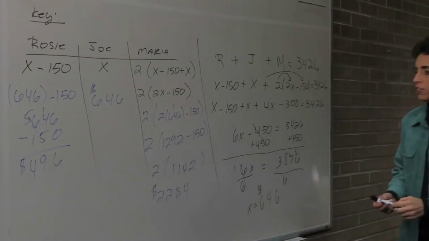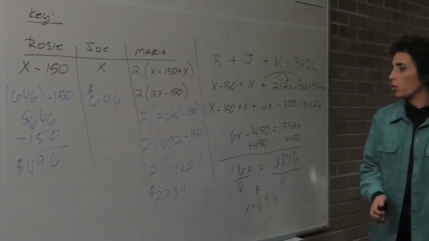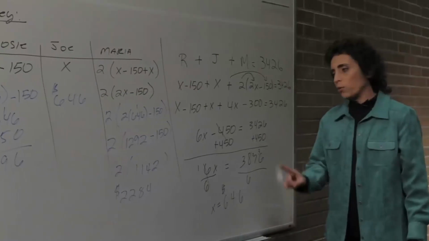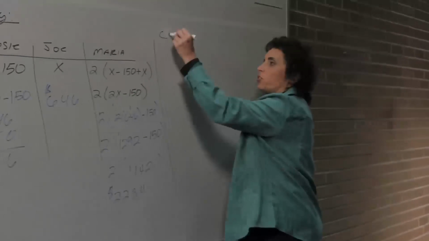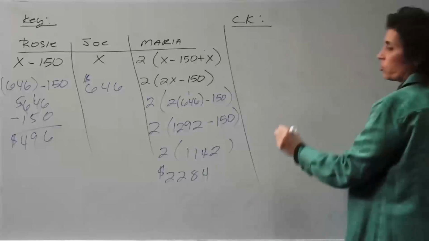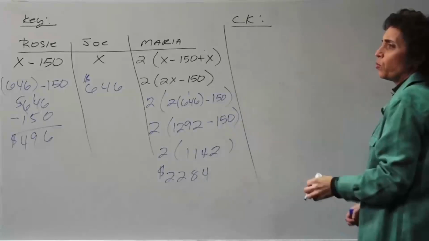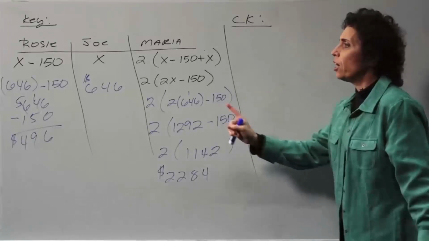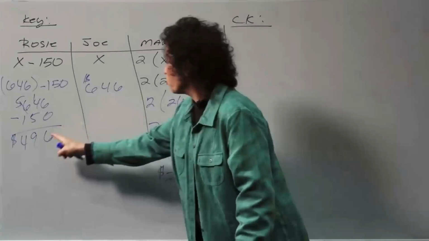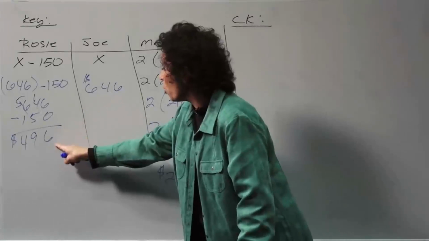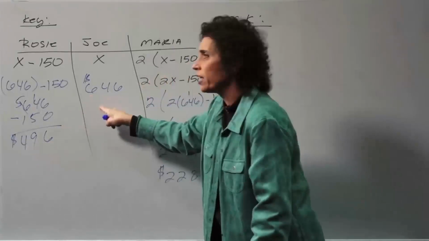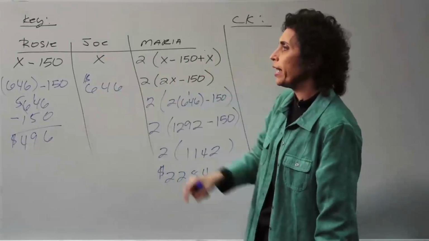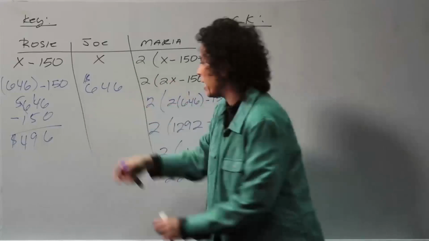Okay, let's check it out. If we did it right, it will solve all the parts of the problem. All right, here comes the check, guys. Let's hope we're right. Let's hope we didn't make a silly mistake. First thing we want to know is Rosie has 150 less than Joe. Does Rosie have 150 less than Joe? Yes, because if I add 150 to this, I get this. So that's right.